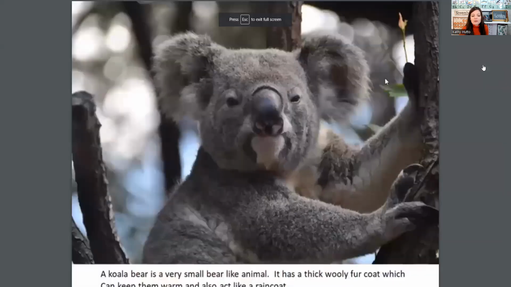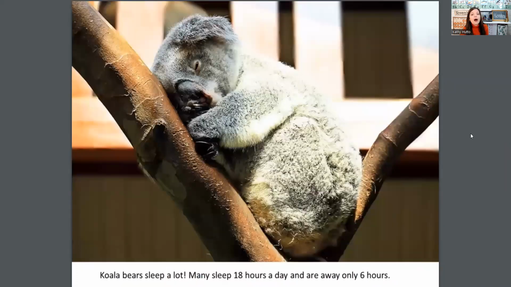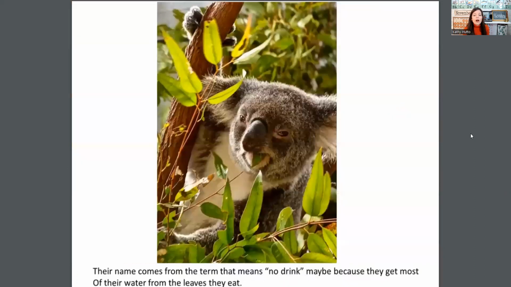Take a look at this. A koala bear is a very small bear-like animal. It has a thick woolly fur coat which can keep it warm and act as a raincoat. Water just runs right off a koala bear's back. Koala bears sleep a lot. Many sleep 18 hours a day and are awake only for 6 hours. When a koala bear isn't sleeping, it's eating. Koala means no drink. Maybe the koala gets its name because it doesn't really drink a lot. It gets its water mostly from the leaves that it eats.